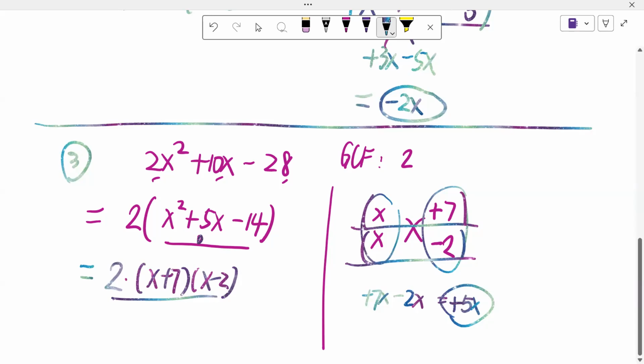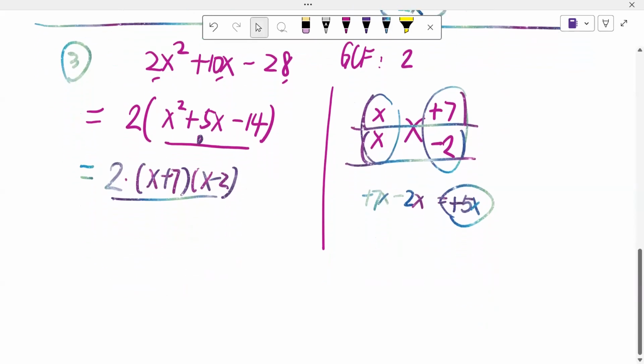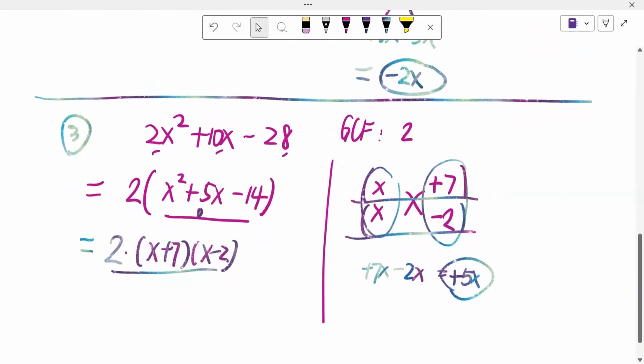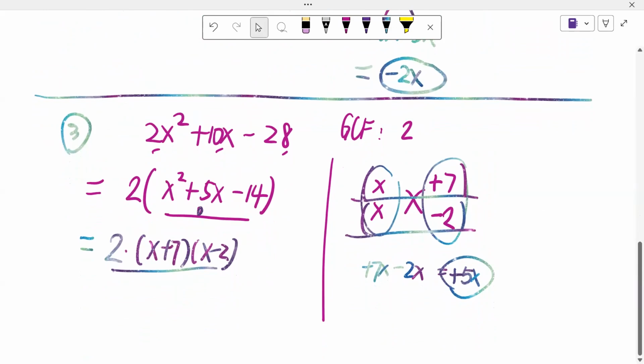So any question about this? Is there any way to like get that answer without doing that whole like diagram with the X's? Because I think that makes me more confused. Or do we have to use that?